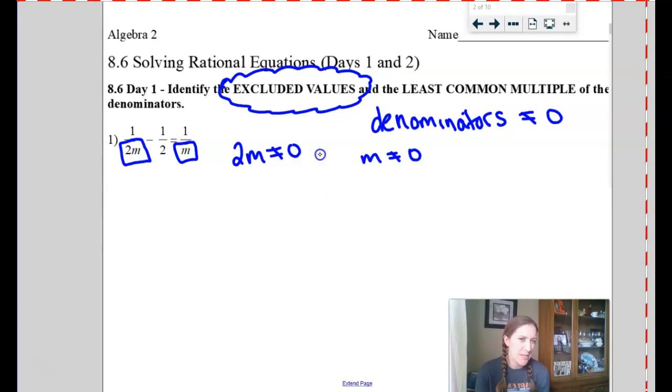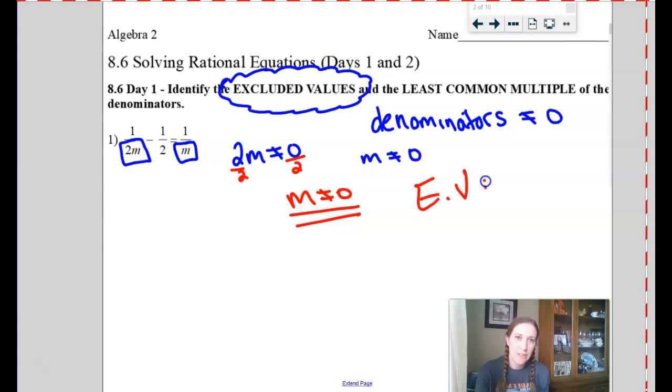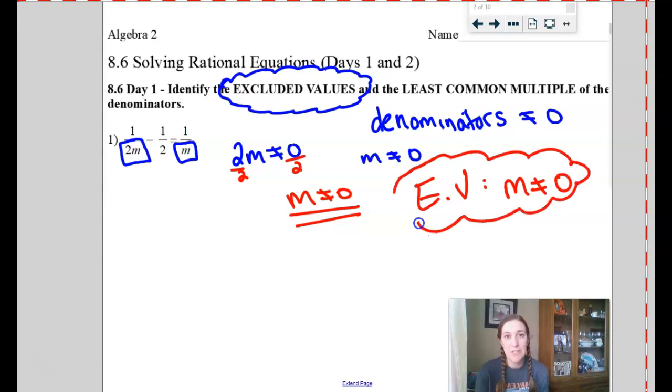Well, these are actually saying the same thing, because if you were to solve this, like here you divide by 2, you'd get m cannot be 0. So my excluded value is just that: m cannot be 0. Here's what the excluded value means for us today. If we go through all the work of solving this question later on in the notes, and we actually get a solution of m equals 0, we're going to have to come back and cross it off, call it extraneous, because it was one of our excluded values.